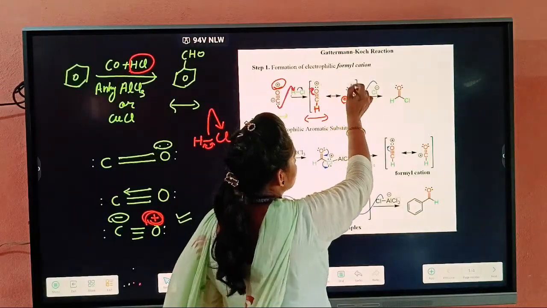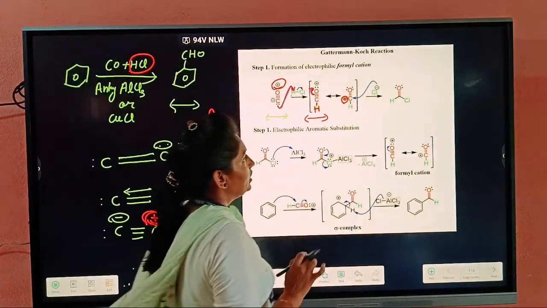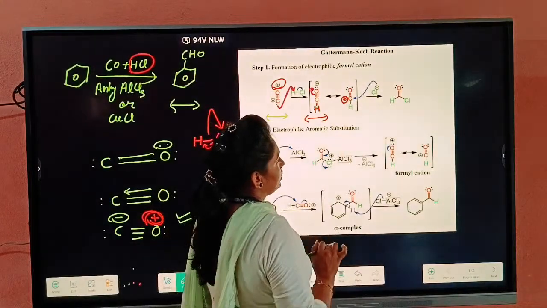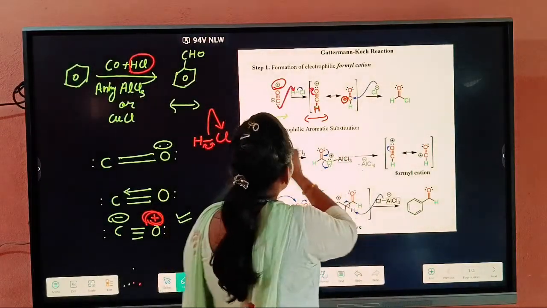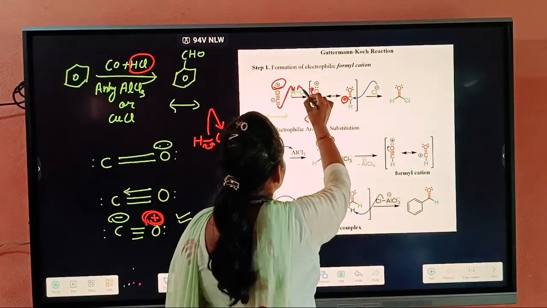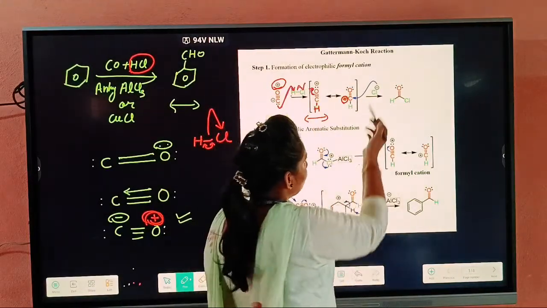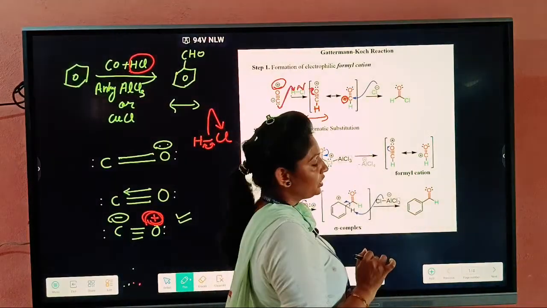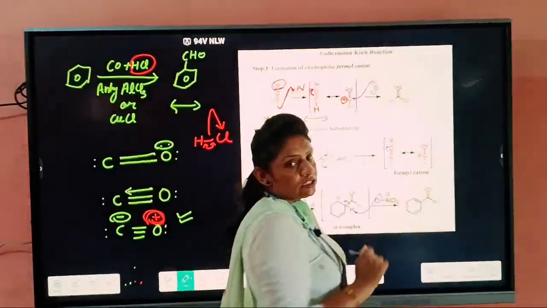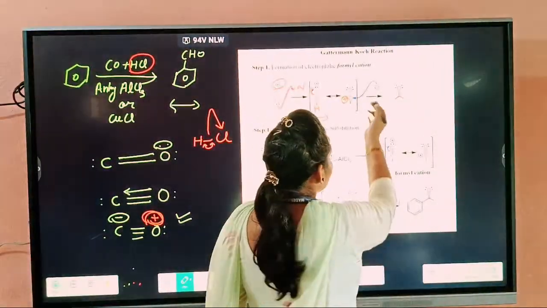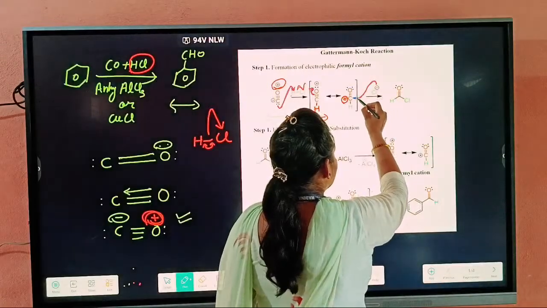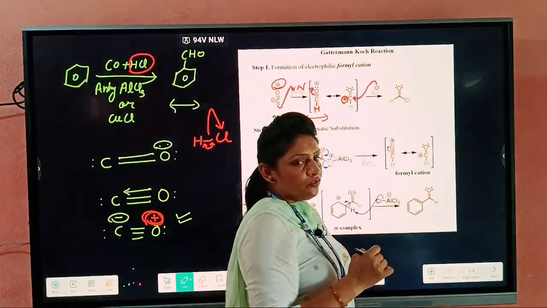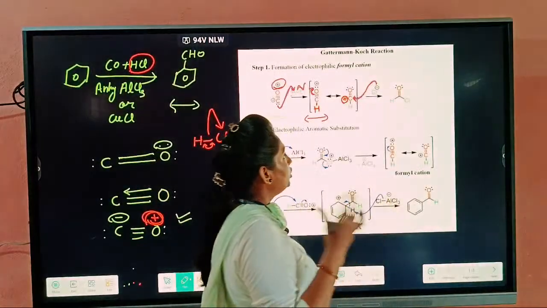Already positive charge is on this, so it will be the neutral. So you will get the species in this way, students. Then the chloride ion, which was eliminated from here, will support this carbon because there is positive charge on this carbon. Then here positive and negative, by electrostatic force of attraction, they will form the bond.